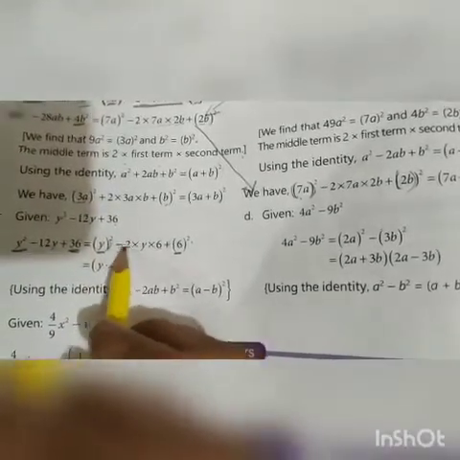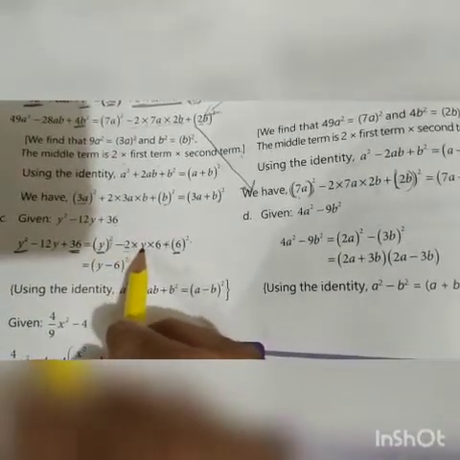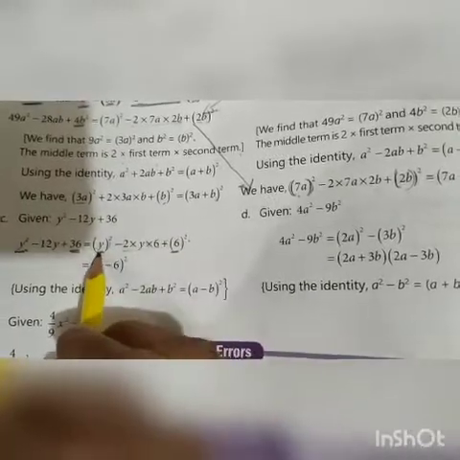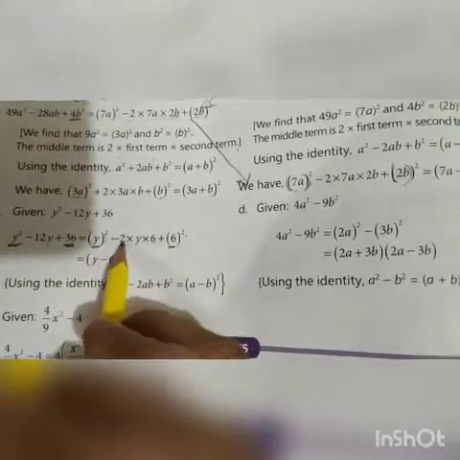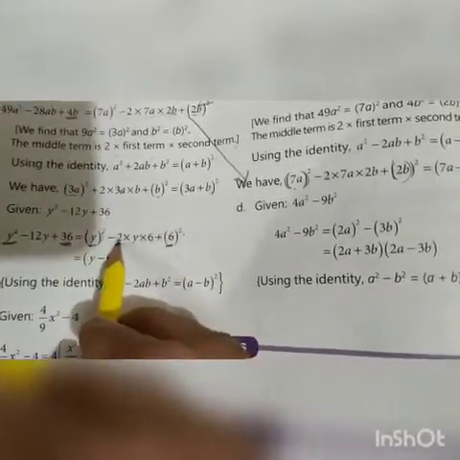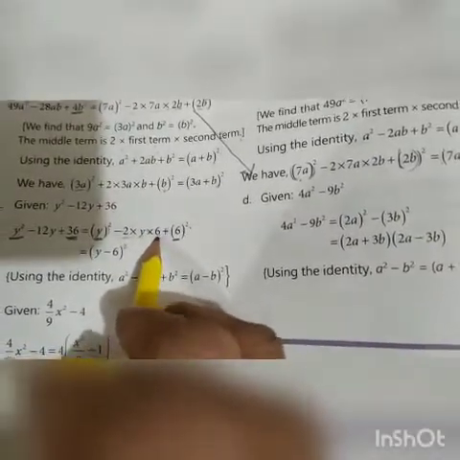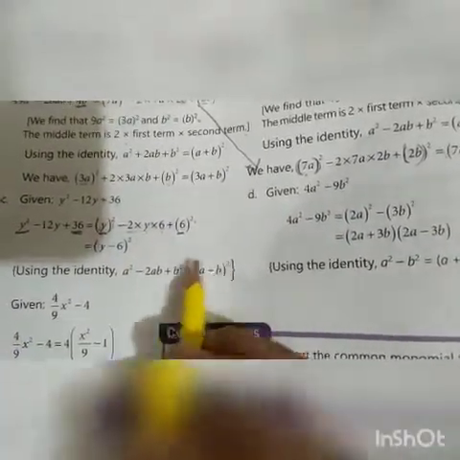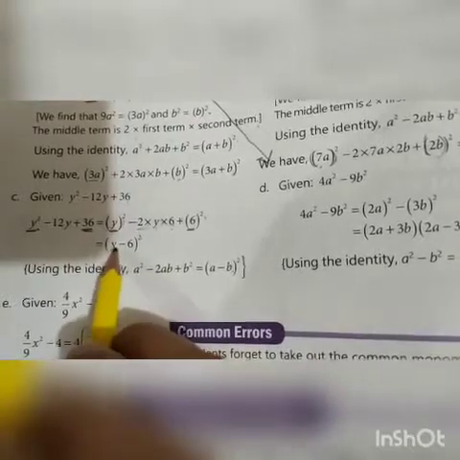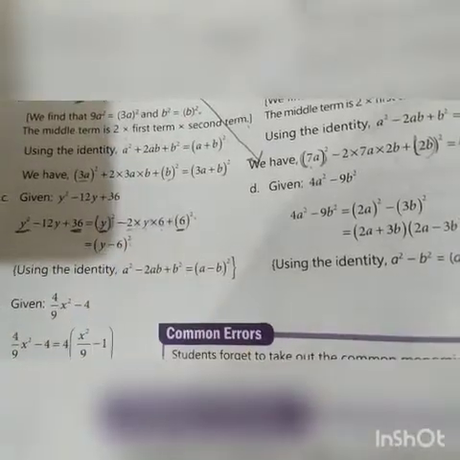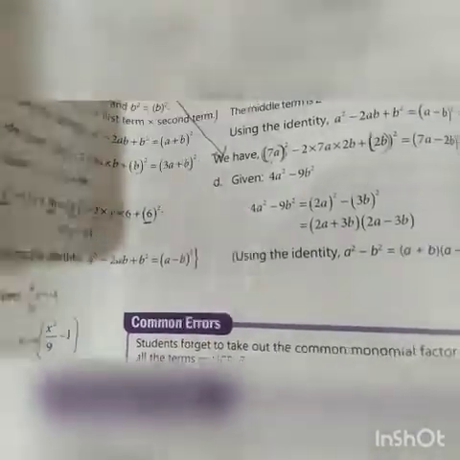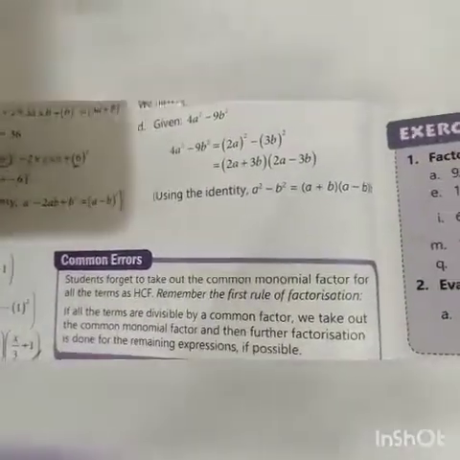Between them, the middle term is minus 2 into a into b. A is y and b is 6. So minus 2 into a into b means minus 2 into y into 6. It will be equal to (a minus b) whole square, which means (y minus 6) whole square. I think all these three examples are clear.